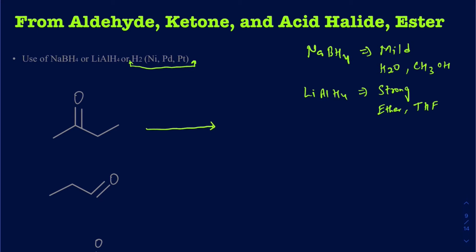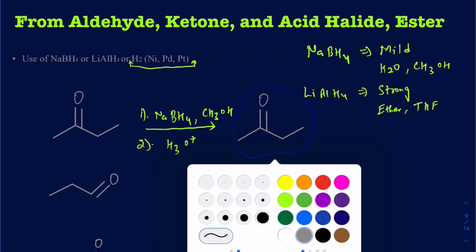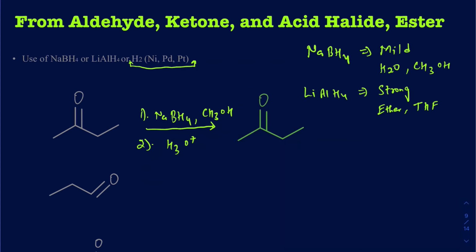If I want to go ahead and use NaBH4, I'll use NaBH4, and I can do that in the presence of methanol. Typically, this is going to be worked up with a dilute acid at the end of the day. Sometimes you may not see the dilute acid, or maybe just water is okay as well. If it's a ketone, then you will end up making a secondary alcohol.